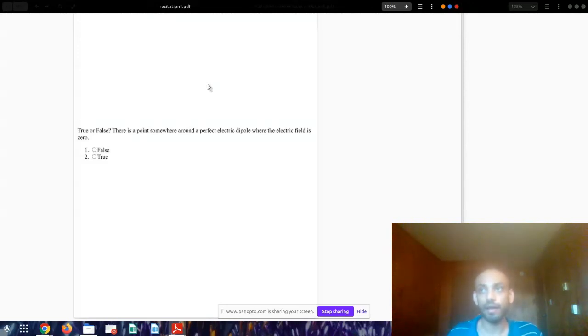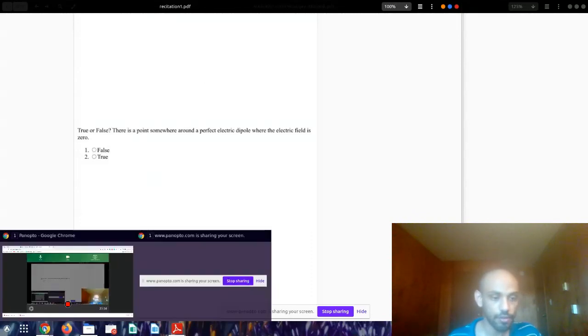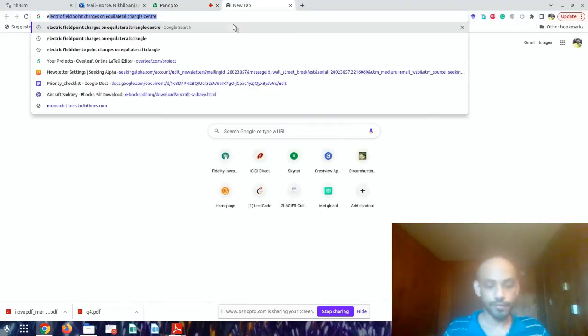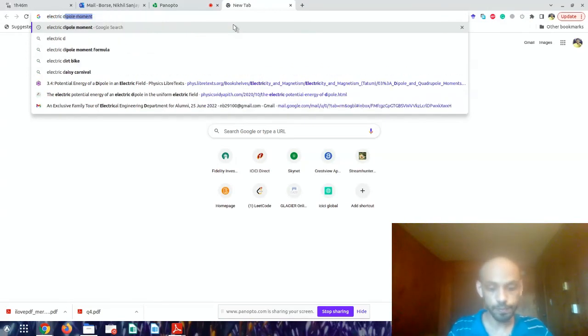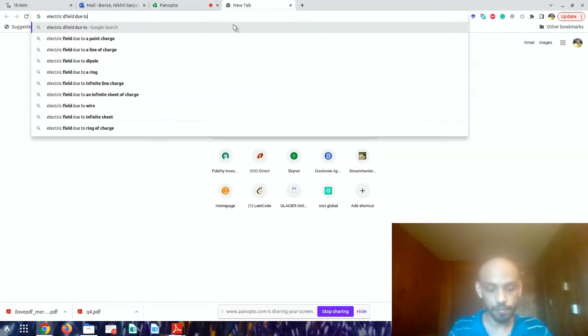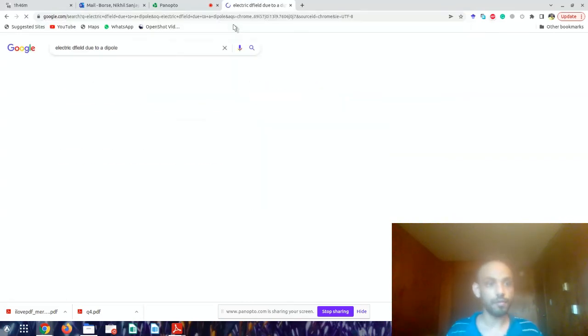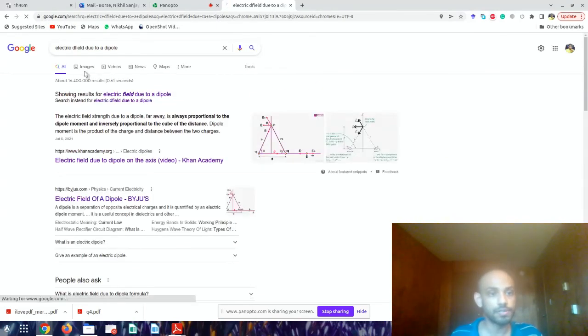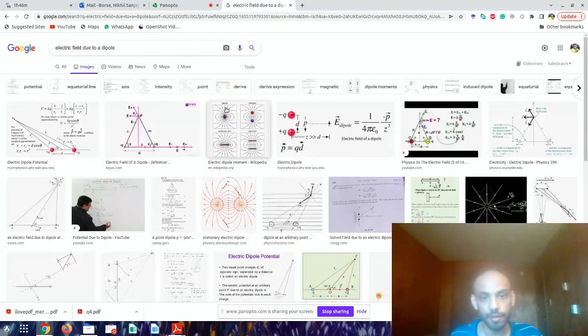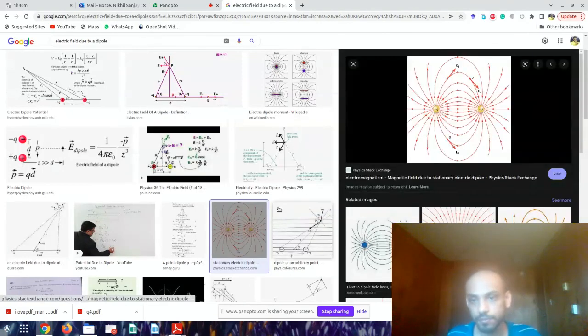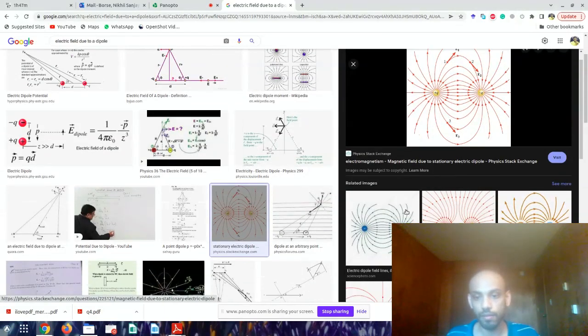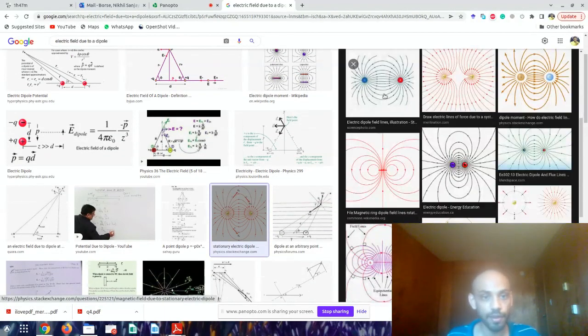That's not true. So if you have an electric dipole, I could just show you the electric field due to a dipole. So here's the geometry due to the electric dipole. So as you can see, you have field lines that emanate from a positive charge. I don't know whether or not this is visible to you, but you have field lines that emanate from the positive charge and go to the negative charge.